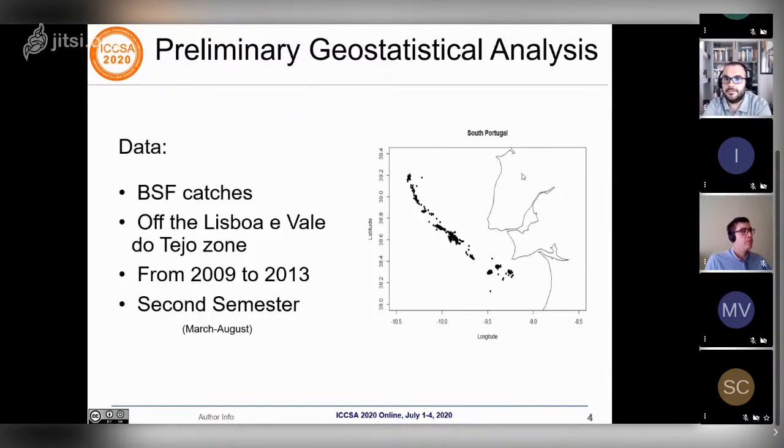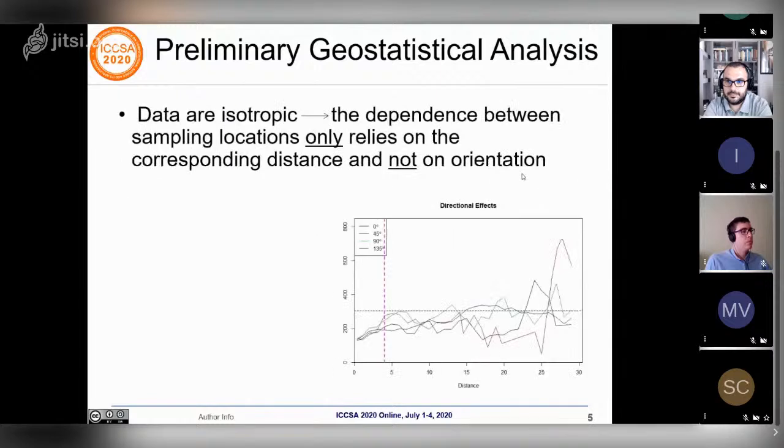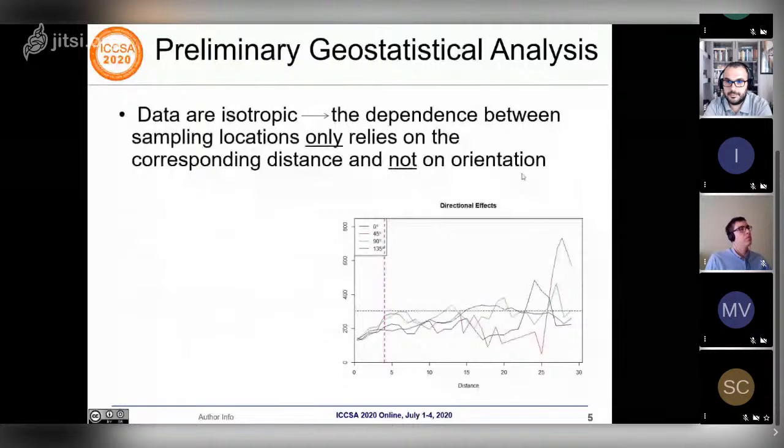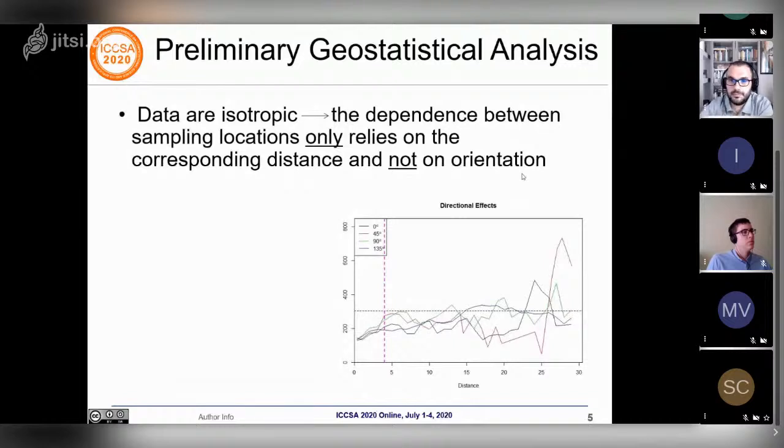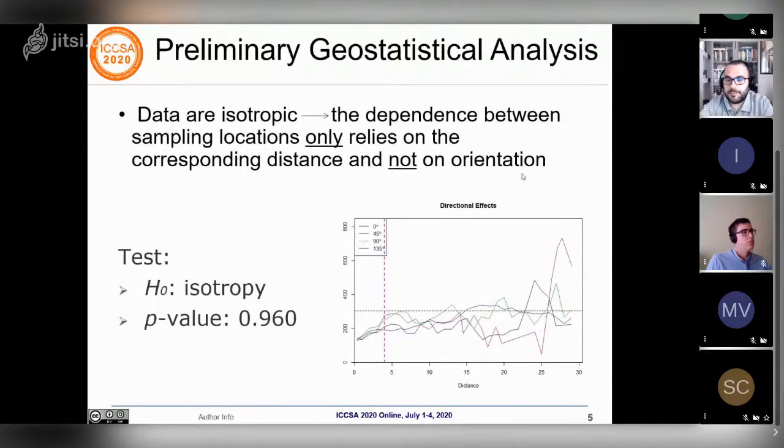And in order to meet the Gaussian assumption that is required by the traditional statistical techniques, a Box-Cox transformation of the catches was used. First, a geostatistical analysis was performed to find if the data were isotropic. Data being isotropic means that the dependence between sampling locations only relies on the corresponding distance and not on orientation. And therefore, a test where the null hypothesis was the presence of isotropy was performed, and a p-value of 0.96 was achieved. Then the hypothesis of isotropy was not rejected.